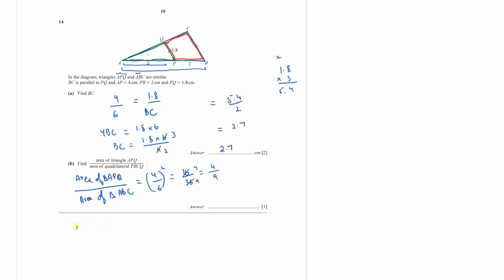Now, if I want to calculate the ratio of the area of triangle APQ over the area of this quadrilateral PBCQ, then I know this is 4, and PBCQ is 9, which is the area of this whole triangle minus this green one. The green one is in the numerator, so APQ, so 9 minus 4, which will be equal to 4 over 5. So your answer would be 4 over 5.